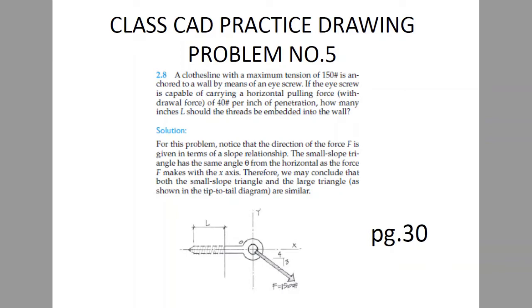The solution for this problem: notice that the direction of the force F is given in terms of the slope relationship. The small slope triangle has the same angle theta from the horizontal as the force F makes with the x-axis. Therefore, we may conclude that both the small slope triangle and the large triangle, as shown in a tip-to-tail diagram, are similar.